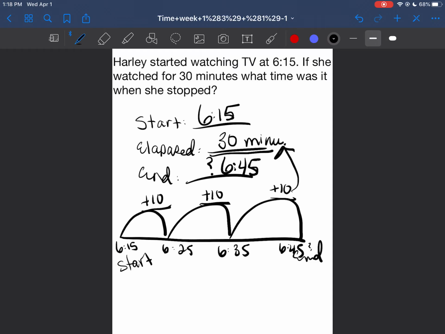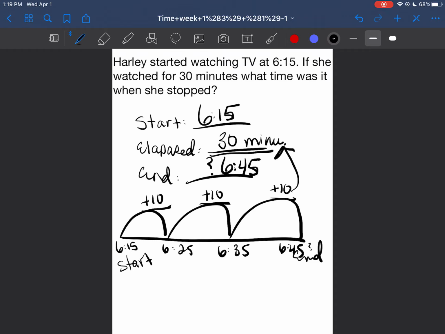One of the most helpful things for you to do when working with elapsed time is setting up that graphic organizer. So labeling your start, your elapsed, and your end. Remember that start time is when the event starts. It'll usually be a time like you would read on a clock. The elapsed time is given in minutes, so it's how many minutes have passed during that activity. And your end time is what time it is when that activity is over. Again, given in a time that you would read on a clock.